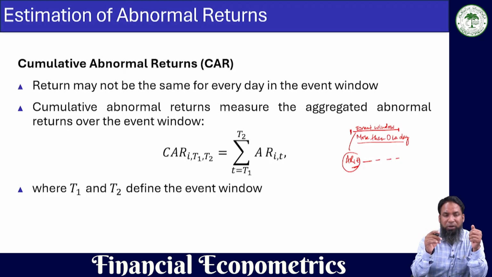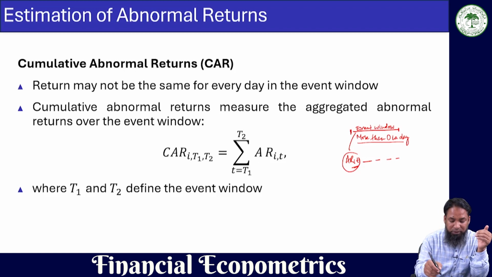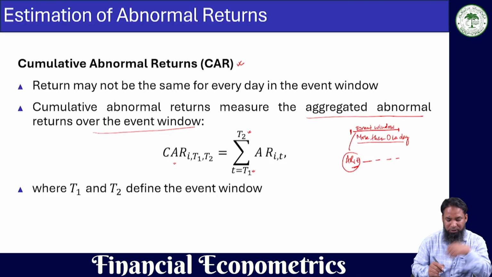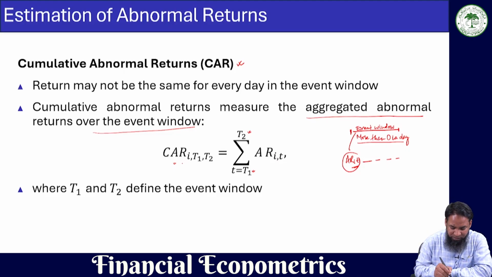So in that case, to calculate the abnormal return, we have the concept of cumulative abnormal return. Cumulative abnormal return is basically a measure of the aggregated abnormal return over the event window. So here we are aggregating it over the event window starting from T1 to T2 for asset i. So this CAR shows the cumulative abnormal returns of asset i for the event window from T1 to T2.